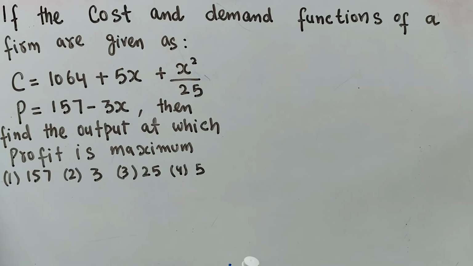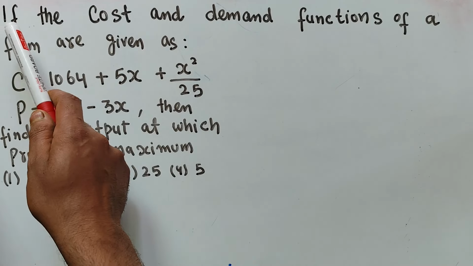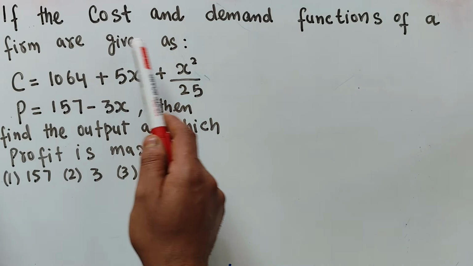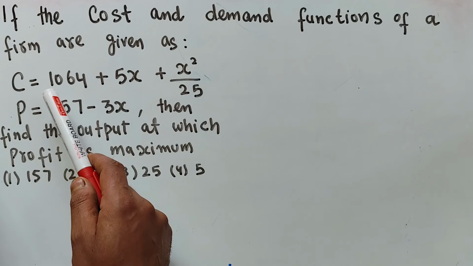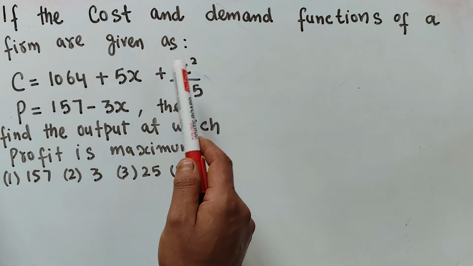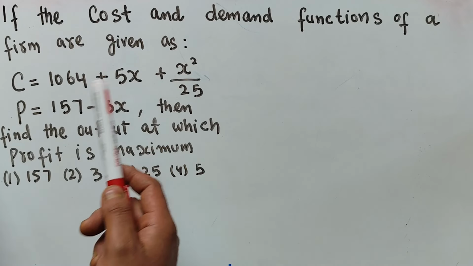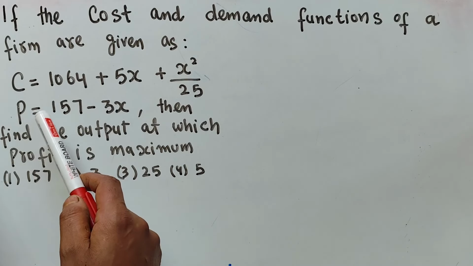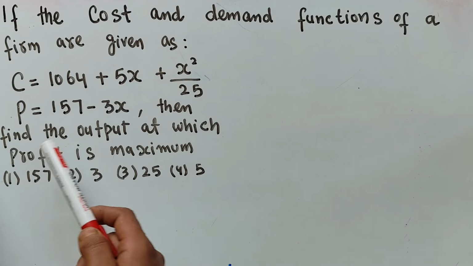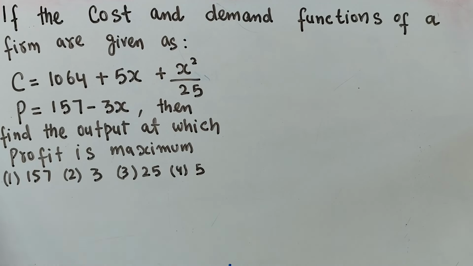Solve a question on how to find out the level of output where profit is maximum from the given cost and demand function. The question is, if the cost and demand functions of a firm are given as C is equal to 1064 plus 5x plus x square upon 25, where C denotes the cost, x is the output, and the inverse demand function is P is equal to 157 minus 3x. We have to find out the output at which profit is maximum. Options are being given, we need to find out the correct option.